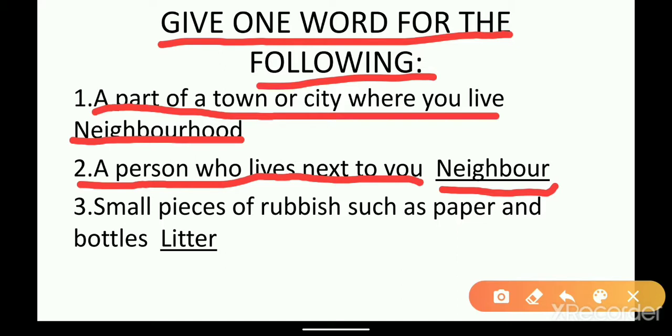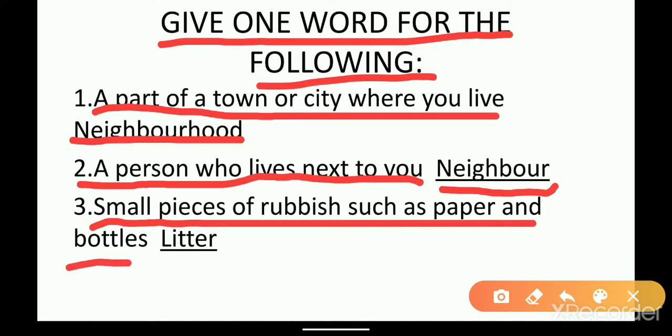So don't get confused between neighborhood and neighbor. Neighborhood is a part of a town or city where you live, and neighbors are the people who live next to you. Third, small pieces of rubbish such as paper and bottles. So the small pieces of paper and bottle is what? Litter.